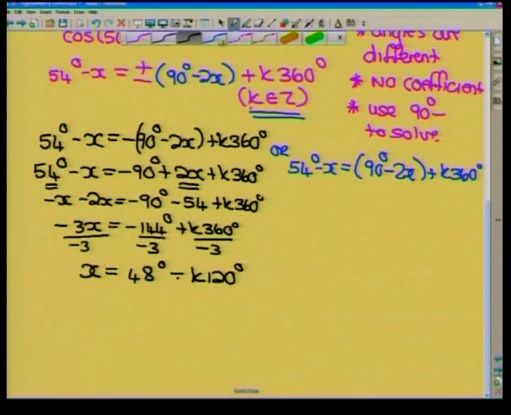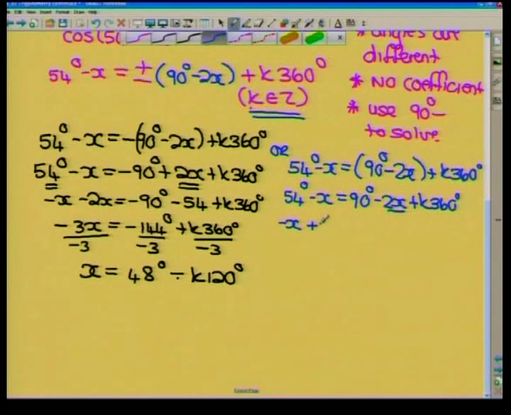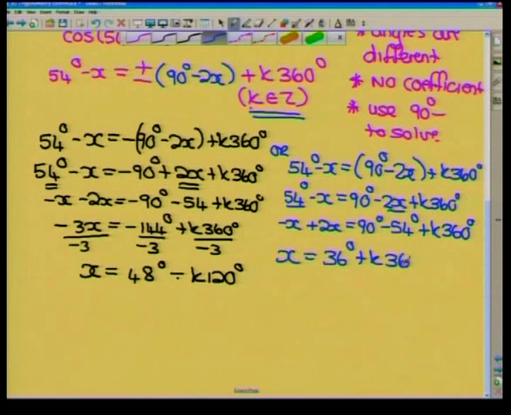Right, so to the next side of the question, let's look at this one. This one says 54 degrees minus x is 90 degrees minus 2x plus k 360. So now that would become minus x, transposing that, it becomes plus 2x. That's 90, and transposing that, it's minus 54 plus k 360. Now that means that x equals 90 minus 54, which is 36 degrees, plus k 360. Let's just check, yeah, perfect.